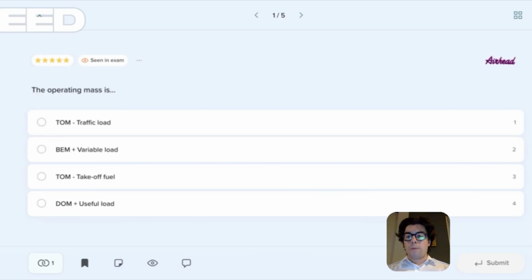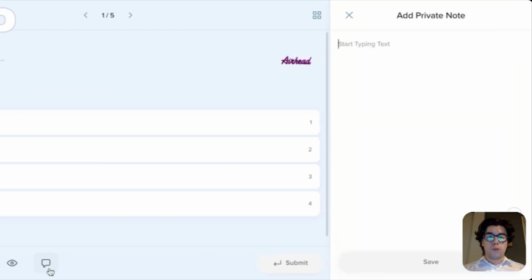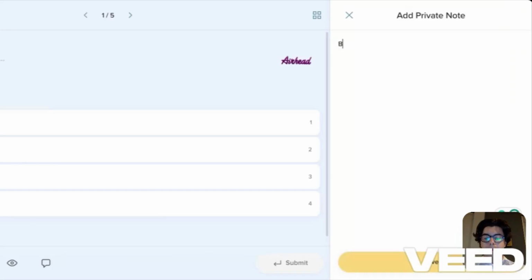So the operating mass is... This question asks us about all the masses of the aircraft, which we should know. Here, a big tip is to remember the mnemonic "big vans travel fast", which gives us all of the aircraft masses.